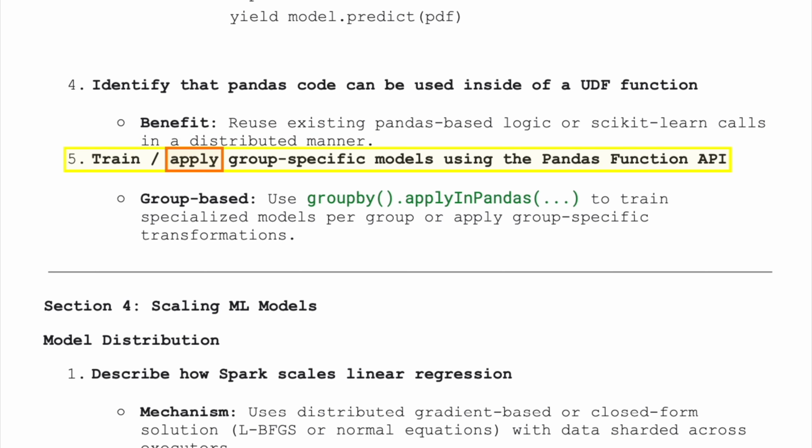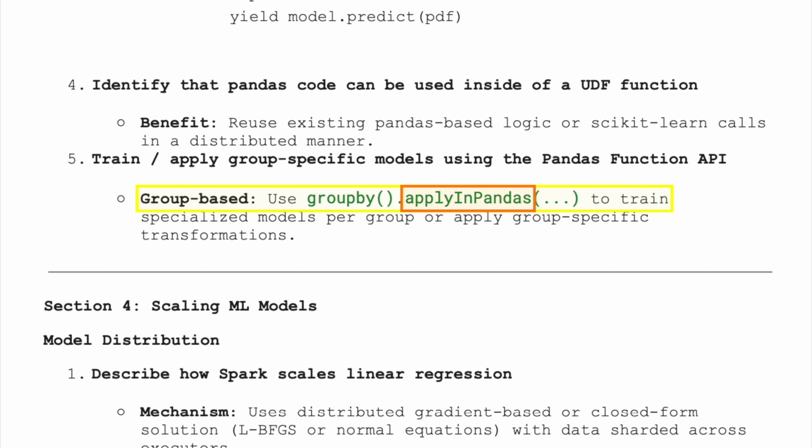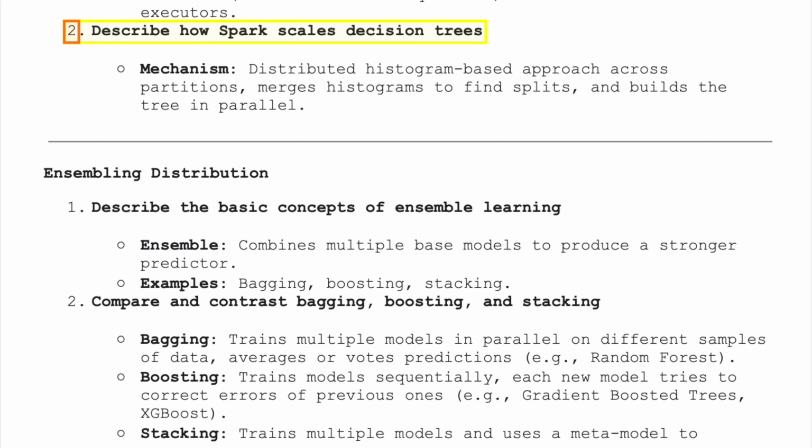5. Train and apply group-specific models using the Pandas Function API, group-based. Use groupBy().applyInPandas to train specialized models per group or apply group-specific transformations. Section 4. Scaling ML models. Model distribution. 1. Describe how Spark scales linear regression. Mechanism: uses a distributed gradient-based or closed-form solution (L-BFGS) or normal equations, with data sharded across executors. 2. Describe how Spark scales decision trees. Mechanism: a distributed histogram-based approach across partitions, merging histograms to find splits and building the tree in parallel.